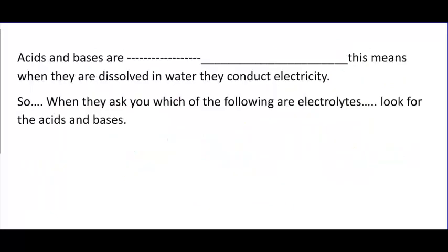Very important. Okay. Acids and bases are blank. This means when they're dissolved in water, they conduct electricity. What's the word? Something that when you dissolve it in water conducts electricity. Electrolyte. Good. You get lots of questions. Which of the following are electrolytes? Guess what you should look for? Acids and bases. Look for H first or Cu, or metal with OH or NH3. Usually they give you H first. That's what usually the choice is. But it could be a base. It could be a metal with OH. So they do that often.